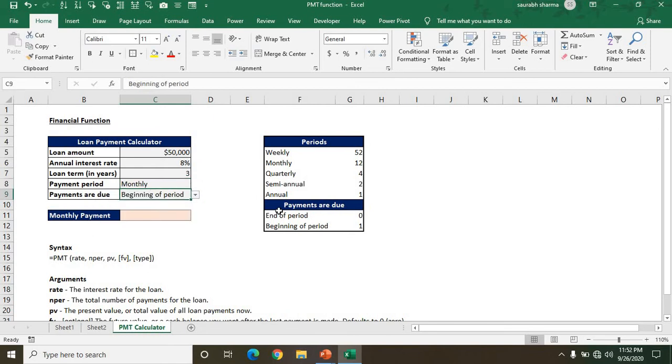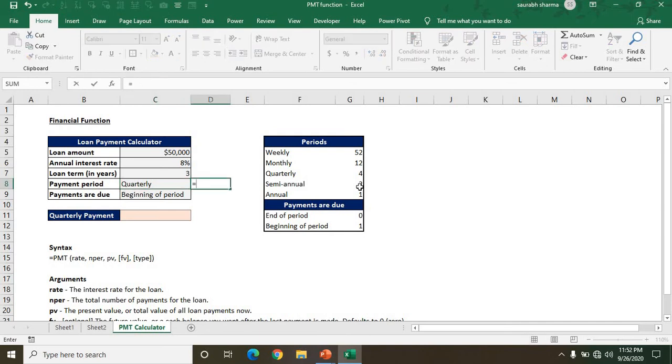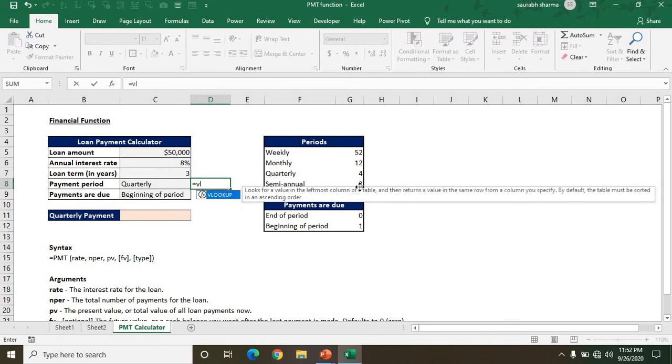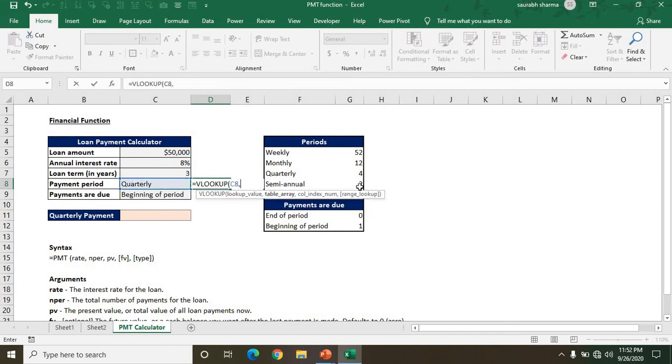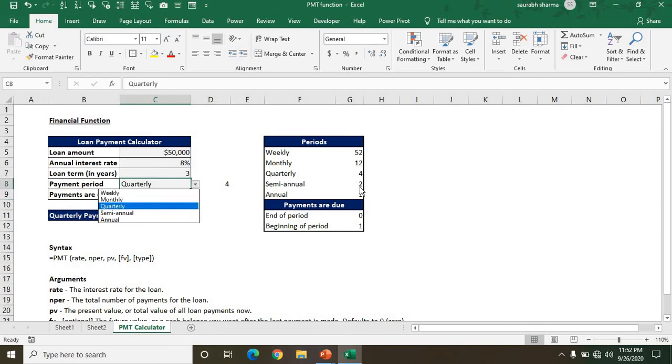Now we want one function here. Whenever I change to monthly, 12 should automatically appear, and if I select quarterly, quarterly is 4. So I'm using VLOOKUP here. The lookup value is this, from this table, then column 2, and exact match. If I select quarterly, 4 is here; if monthly, 12 will be here, because I wrote the VLOOKUP.